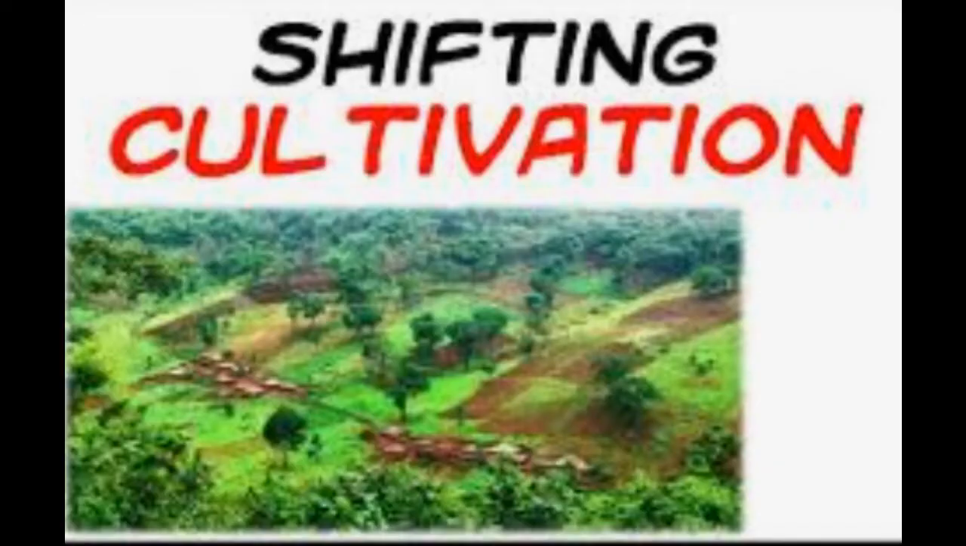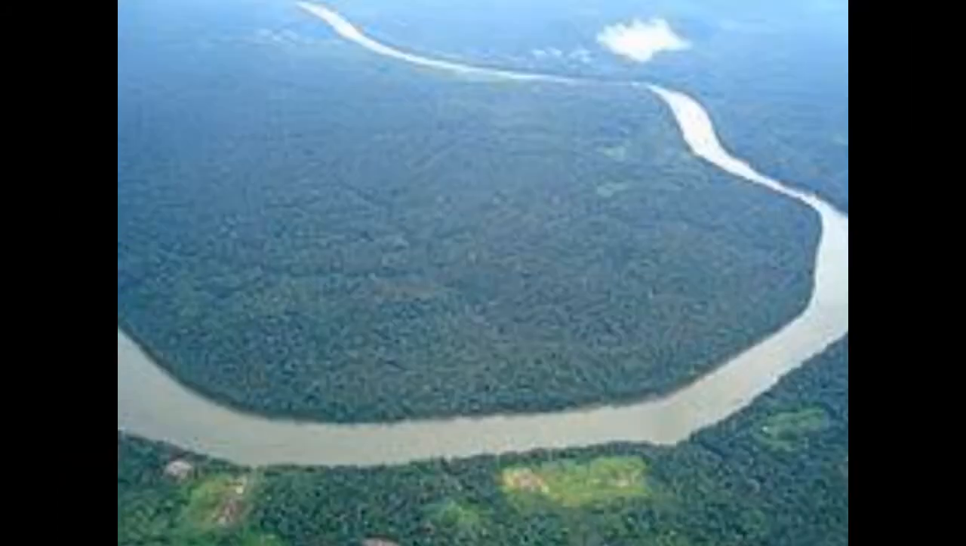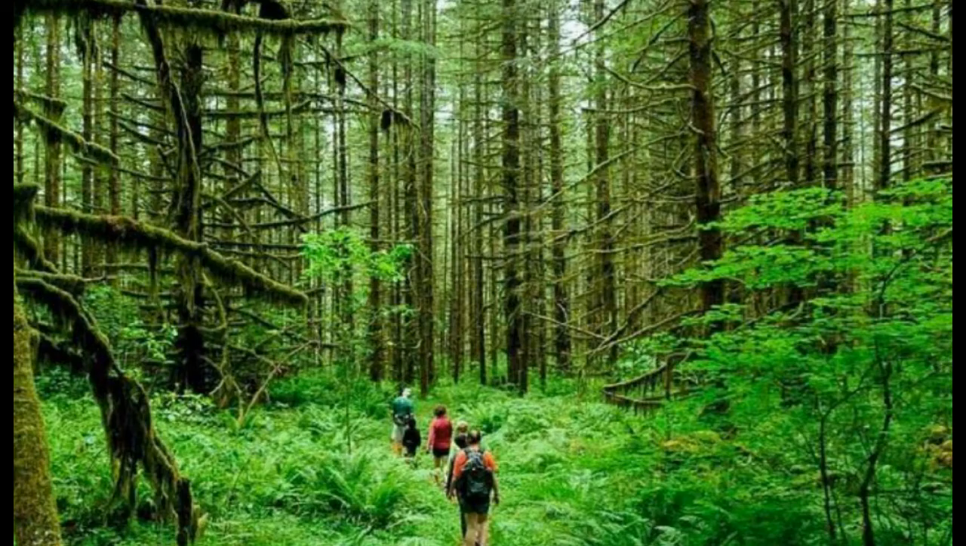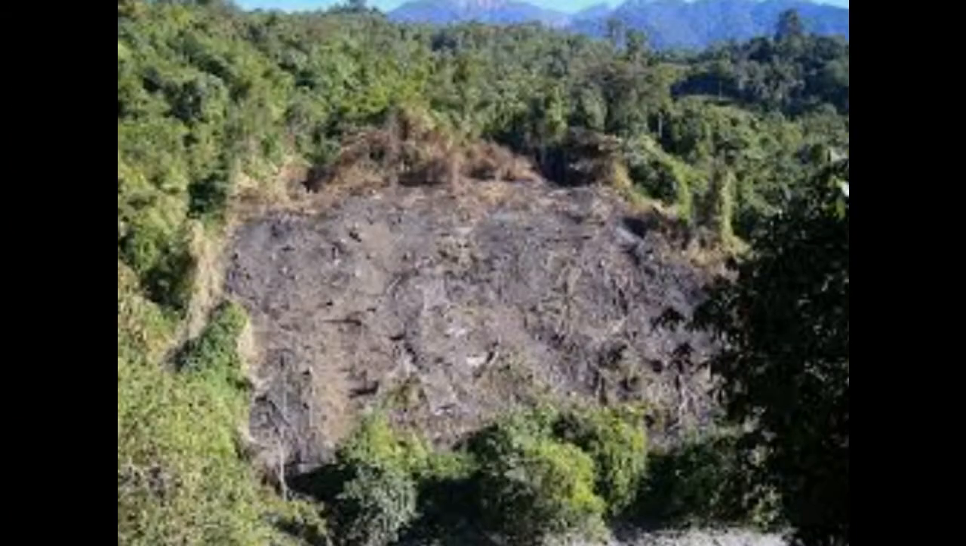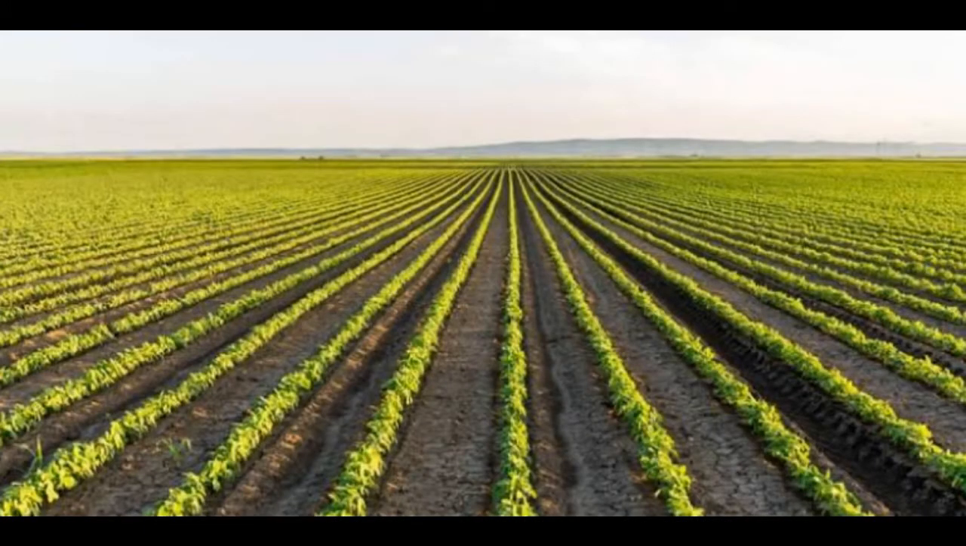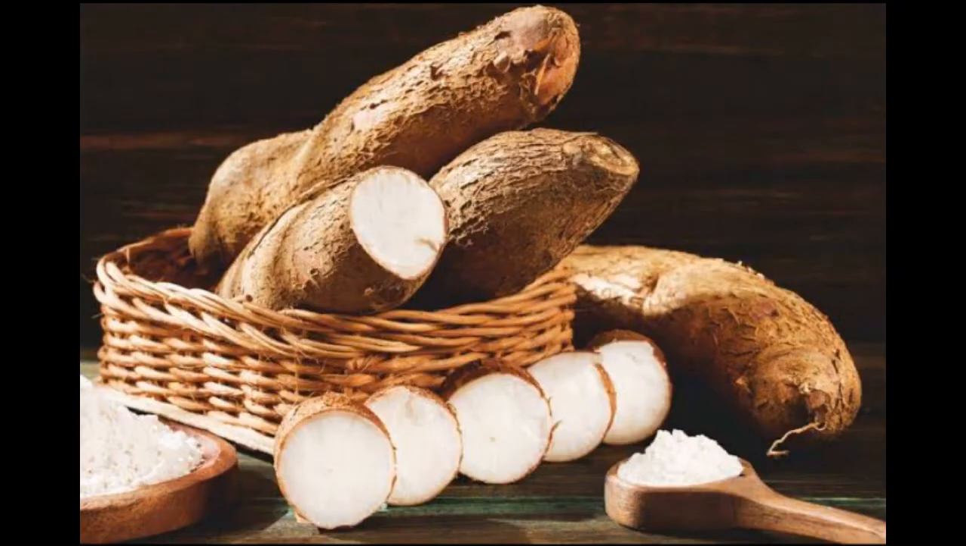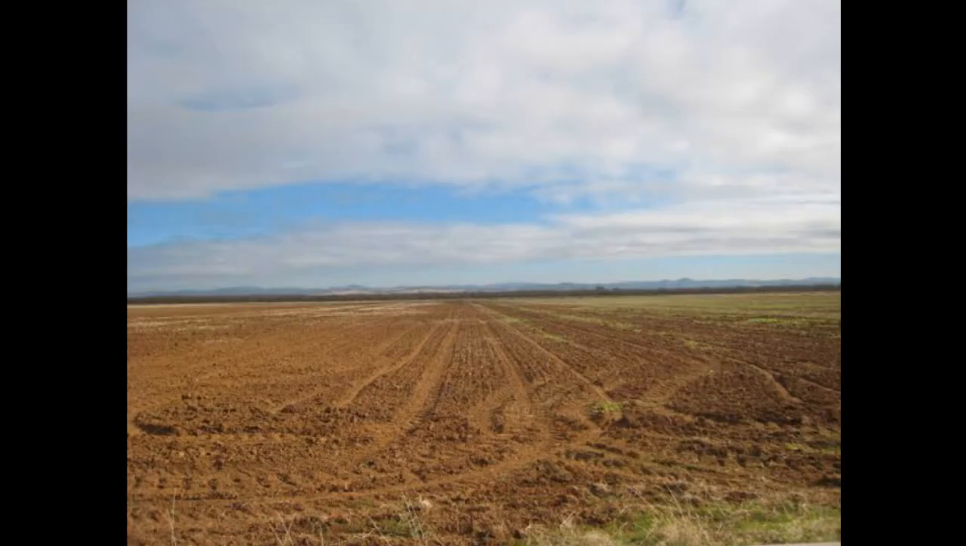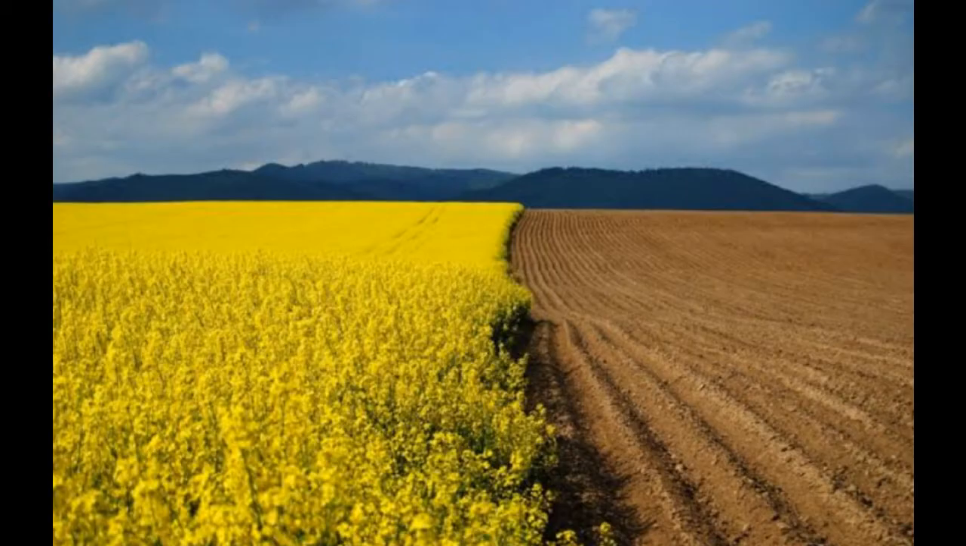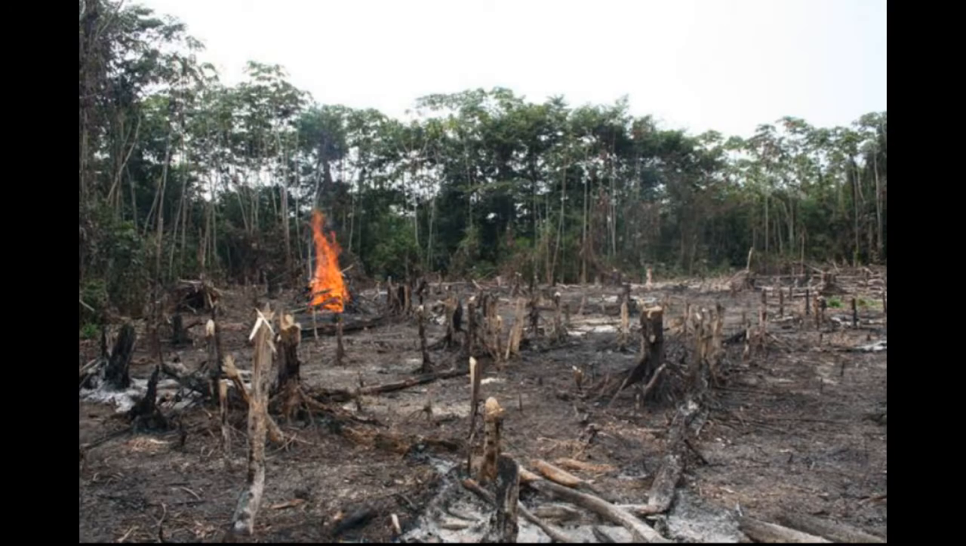Shifting cultivation. It is practiced in thickly forested areas of the Amazon basin, tropical Africa, and northeast India. A plot of land is cleared by burning. The ashes are then mixed with soil and crops like maize, yam, potato and cassava are grown. After the soil loses its fertility, the land is of no more use. The cultivators move to a new plot. Shifting cultivation is also known as burning agriculture.